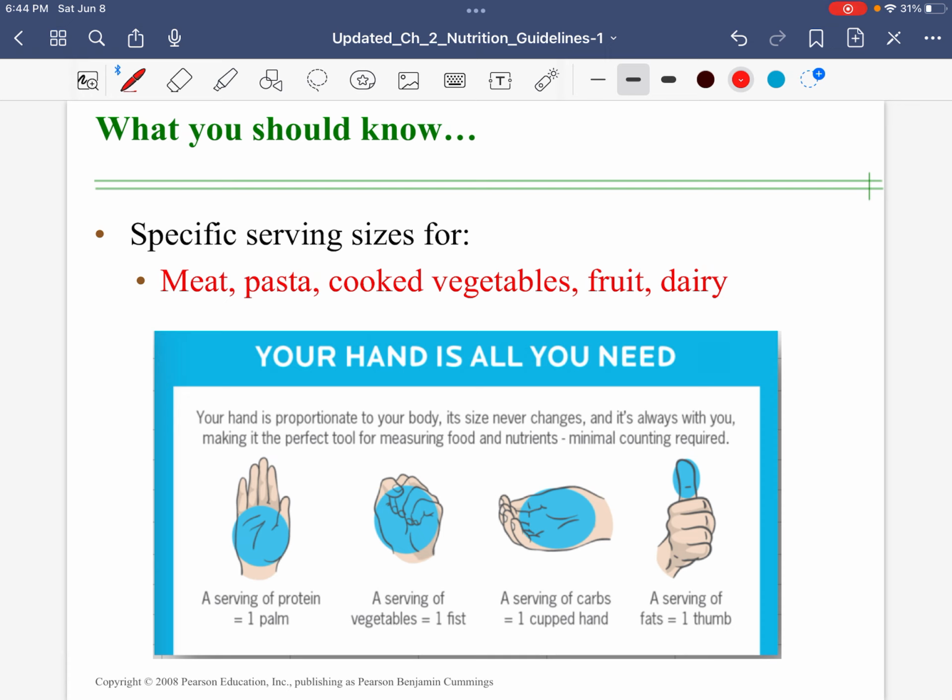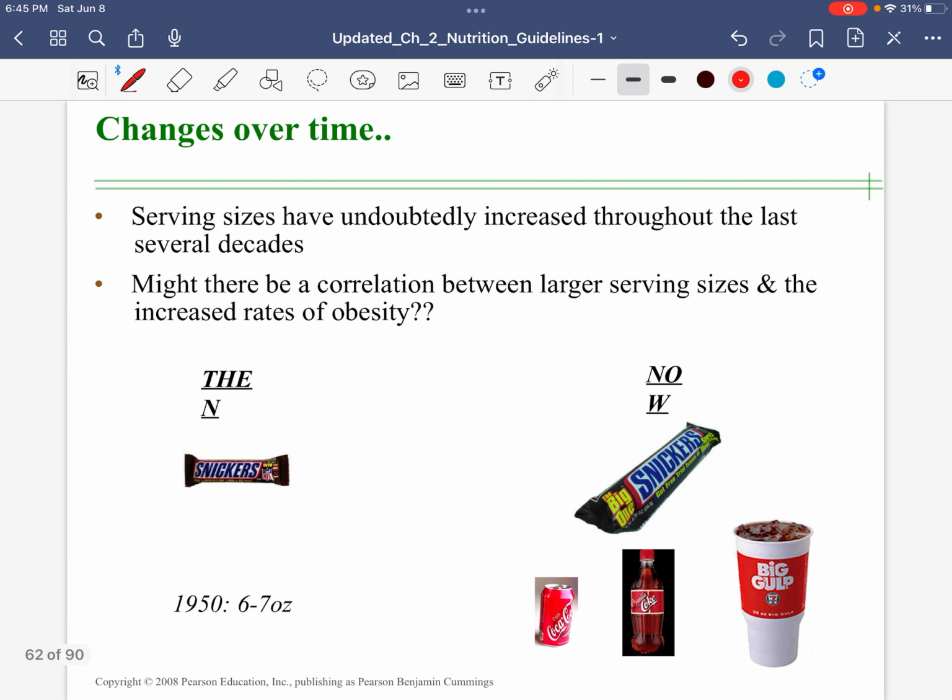Again, we can use things to help us. So remember we said the palm of your hand for 1 serving size of protein. 1 serving of vegetables is about a close fit, maybe a little bit smaller. Look at 1 serving of carbs. What can fit into your cupped hand? That's about a half cup, folks. So it just gives us an idea.